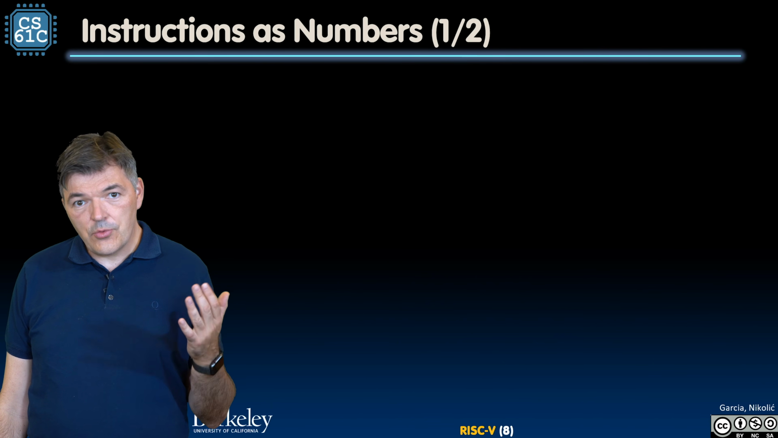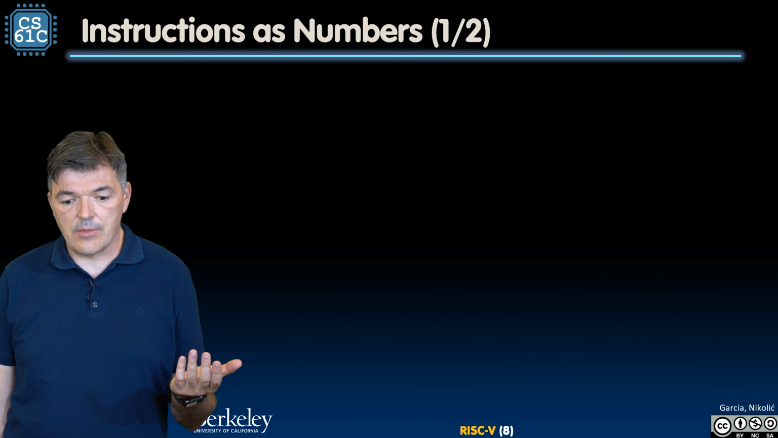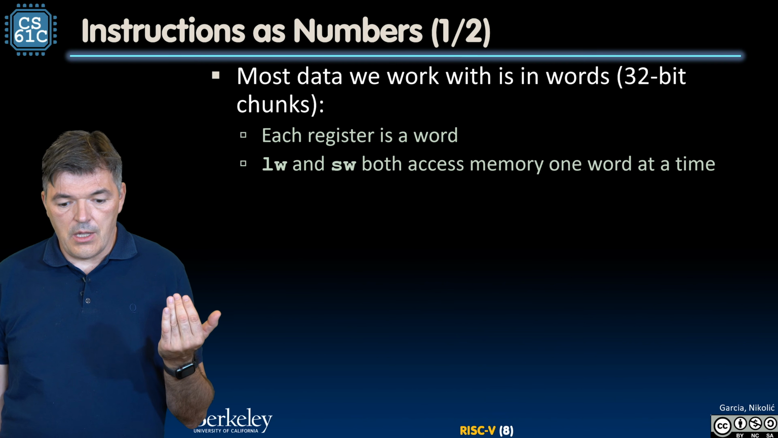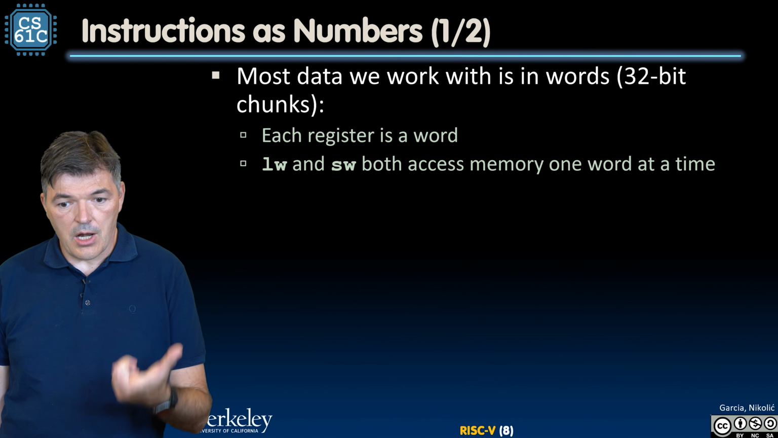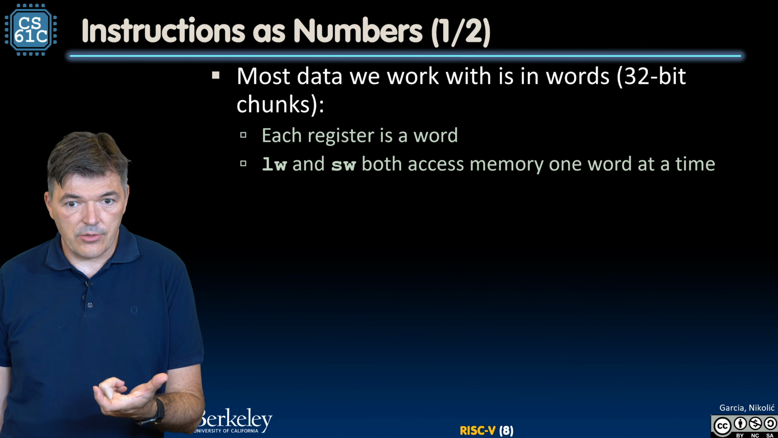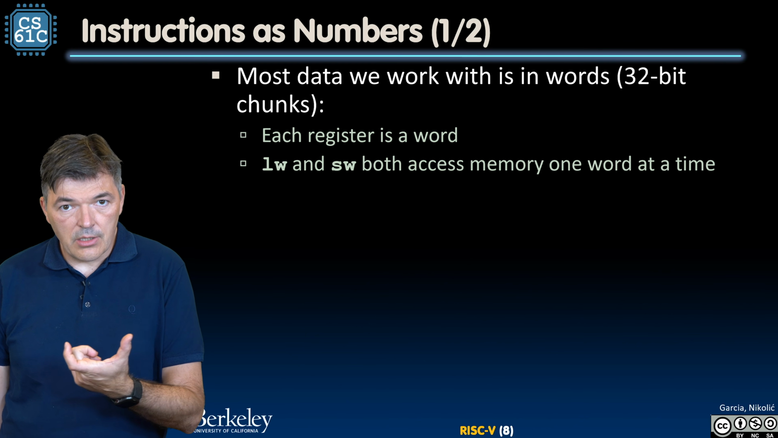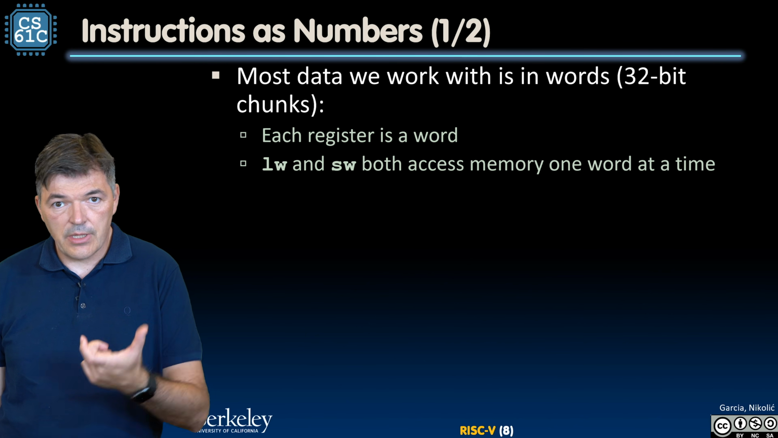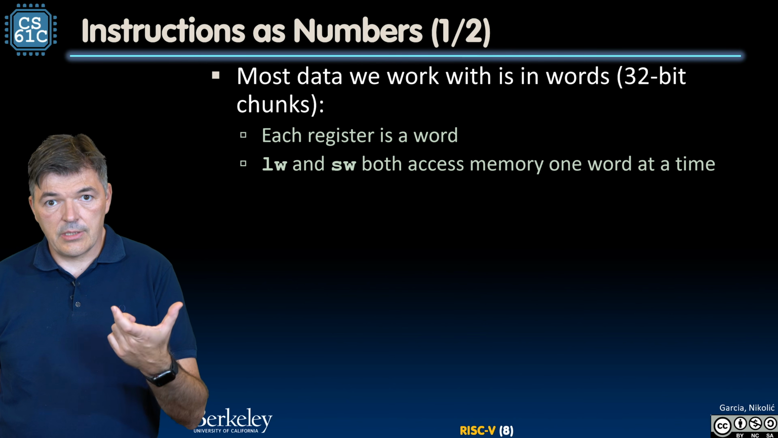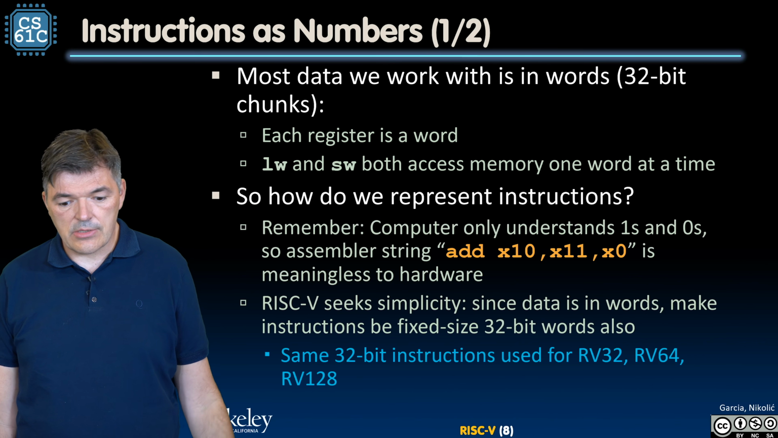Now, a few important things when we view instructions as numbers. Most of the data that we work with come in 32-bit chunks. So each register is a 32-bit word, and our load word and store word operations that we have seen in assembly work with 32-bit words from the memory. So how should our instructions look?